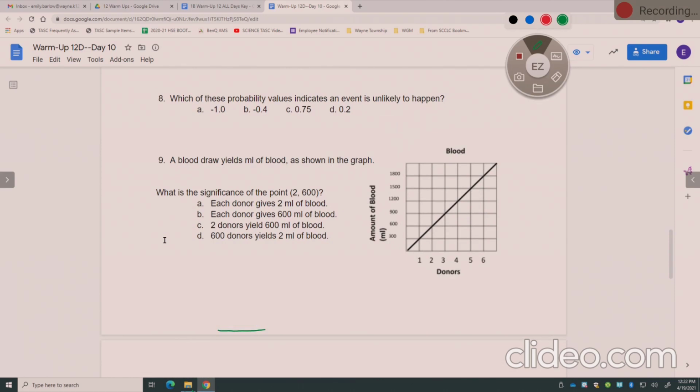Okay, number 8. Probability value indicates an event is unlikely to happen. Probability values are always positive. So right there, I can see that -1 and -4/10 are not going to be right. Then if I want an event that's unlikely to happen, I want the smaller number. So between 0.75 and 0.2, this is the smaller number.